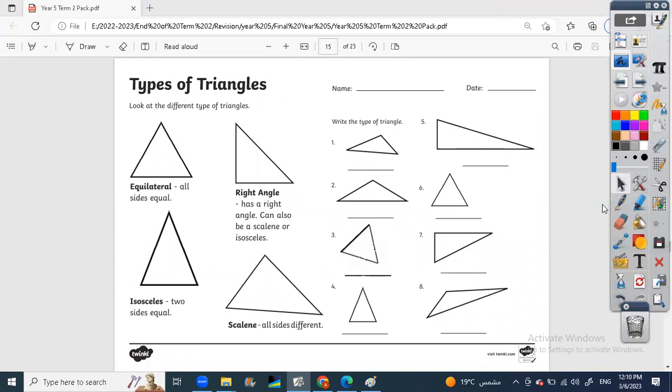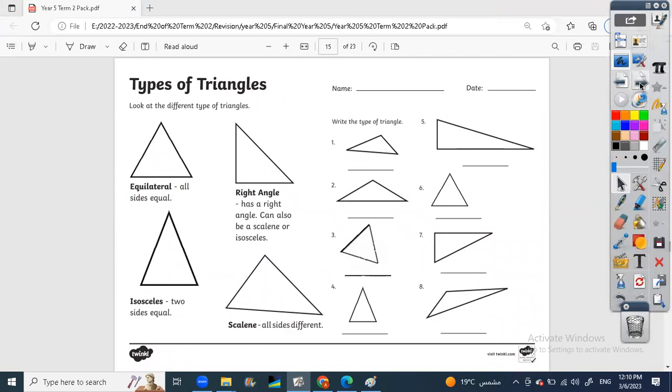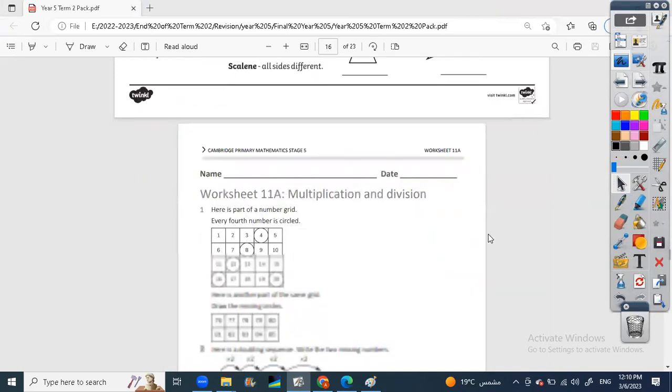equilateral triangles, all the sides are equal. Isosceles triangles, only 2 sides are equal. Scalene triangle, all the sides are different. Next page.